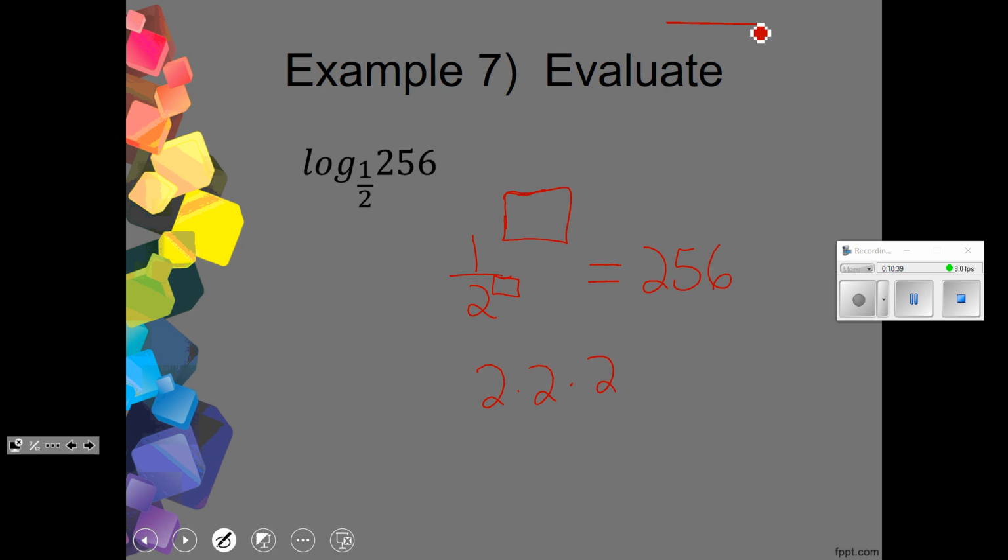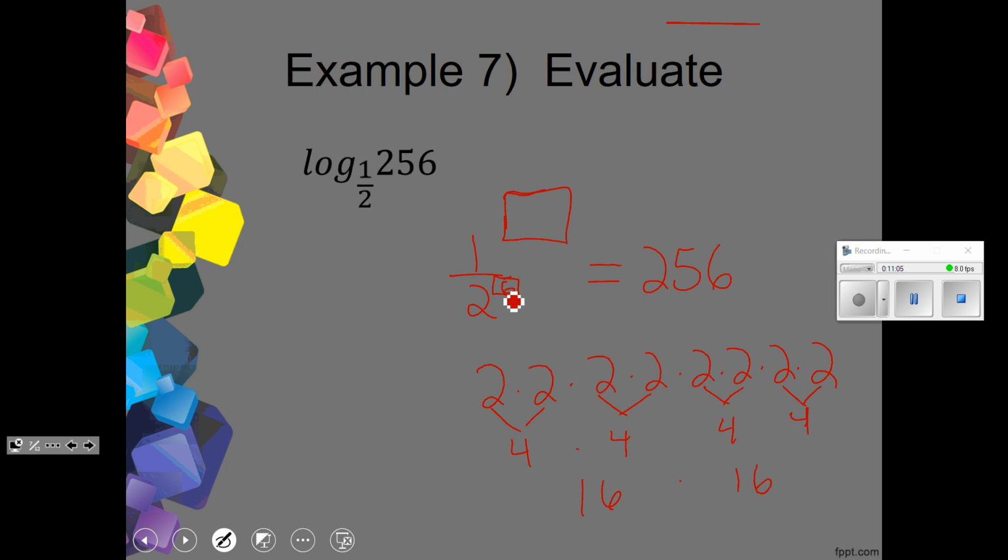I gave you that. 2 times 2 is 4. 2 times 2 is 4. What's 4 times 4? 16. 2 times 2 is 4. 2 times 2 is 4. And 4 times 4 is 16. And 16 times 16 is 256. Okay? So we know 1 over 2 to the 8.